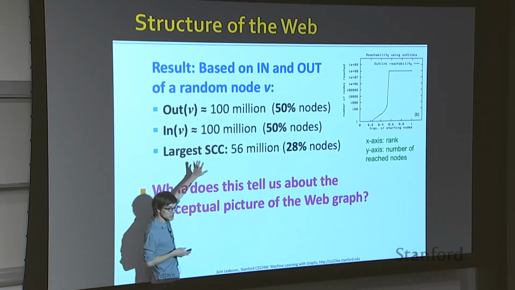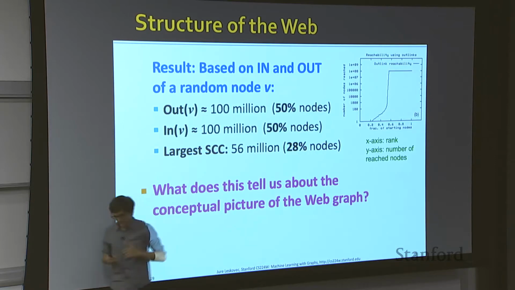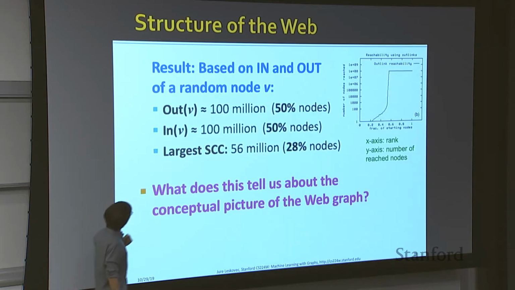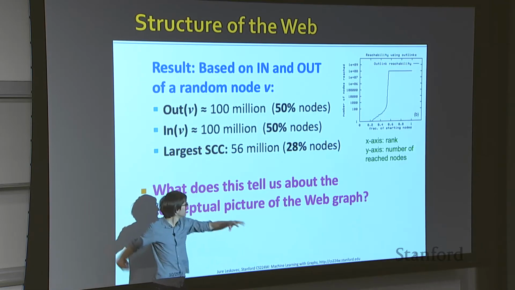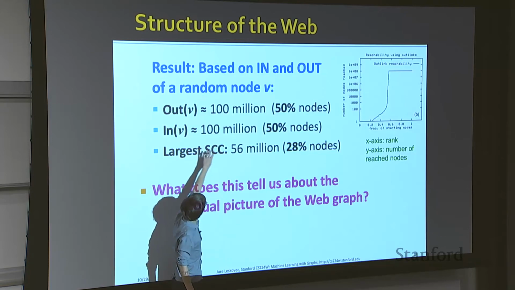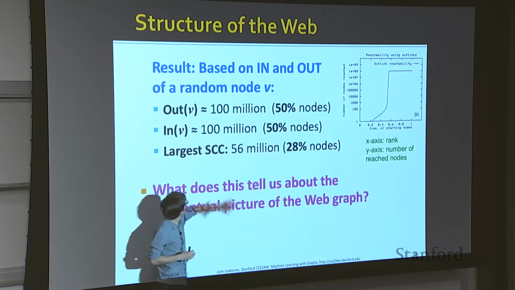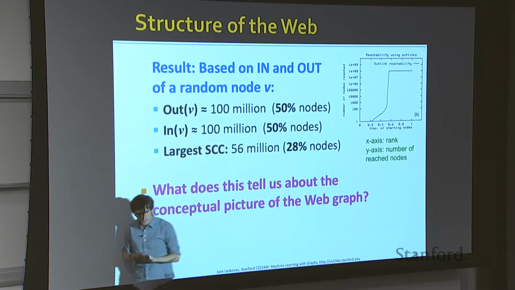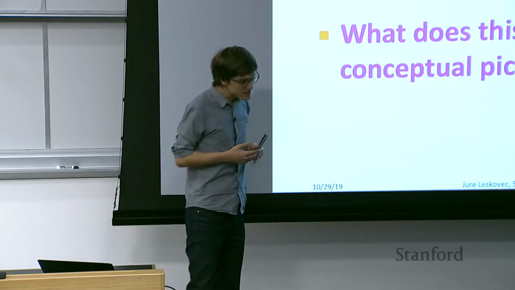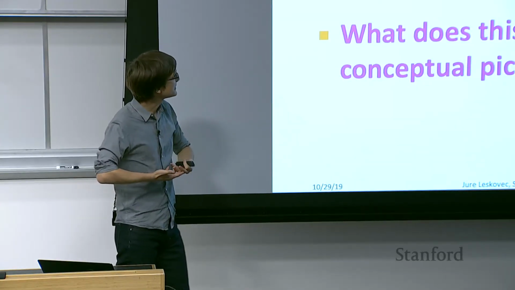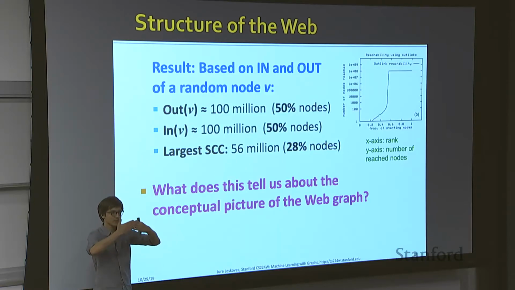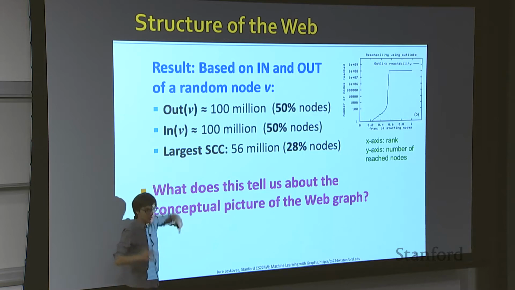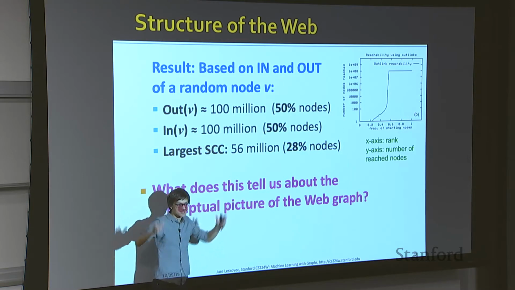And based on just this analysis, they come up with a conceptual picture of the web. So what do we know? We know that the out component is about 100 million. We know that the in component is about 100 million. And we know that the two components have 56 million in the overlap. So you can compose this and say, aha, I have two sets. They are initially 100 million each. They have 50 in the overlap. So together this is about 150 million different nodes. And there is another 50 million scattered somewhere.